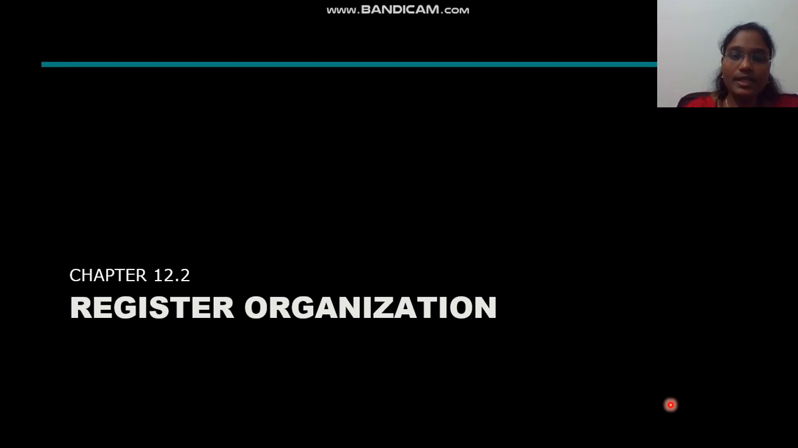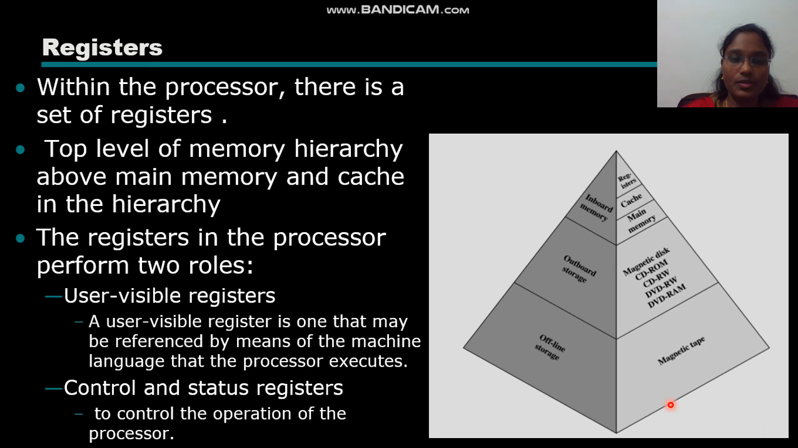Now, as we have seen, there are a set of registers in the CPU. Now we need to understand the register organization. So within the processor, we have a set of registers, and where these registers are present in the memory hierarchy. So if we can see here, these registers are present above the main memory and the cache memory.